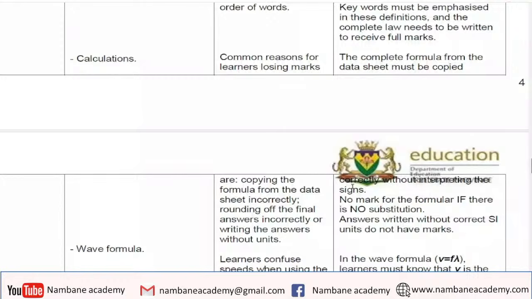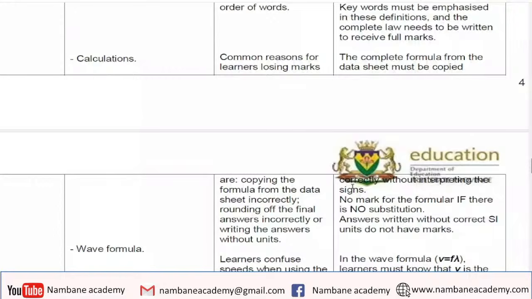If what is moving, whether it is the listener or the source, is moving towards or away from the stationary one, that will tell us how we interpret the signs in the formula. Whatever is moving, if it is moving towards, on top we'll have positive, and below we'll have what? Negative.